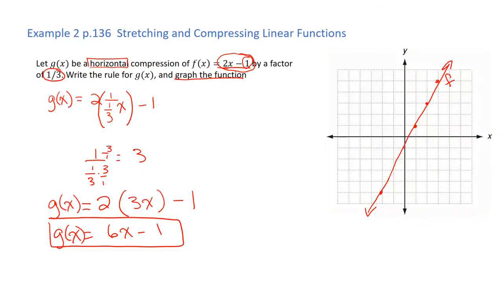So we're going to come all the way down here to y is negative 1, and our slope is now 6 over 1. So let's go 6 over 1. 1, 2, 3, 4, 5, 6 over 1. And we'll go down this way. 1, 2, 3, 4, 5, 6 over 1. About there. So here is our compressed line, like this. And so this would be our g. Okay, so that's our example.